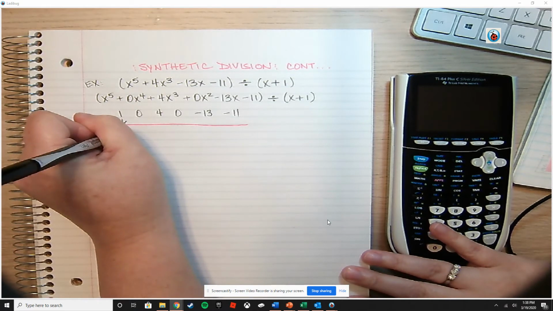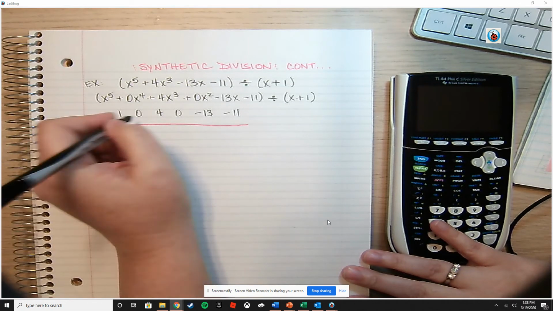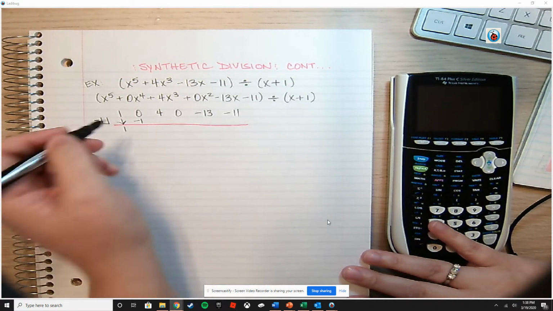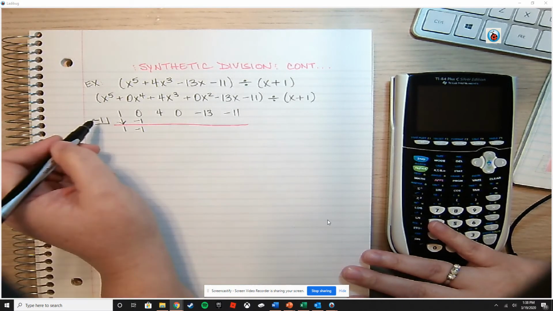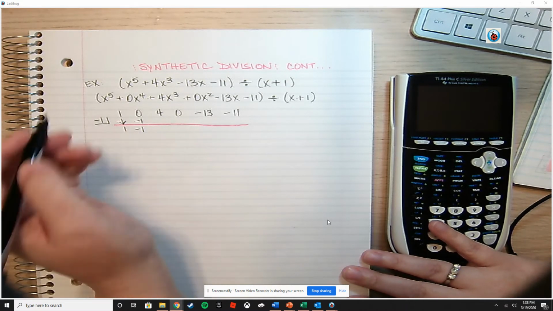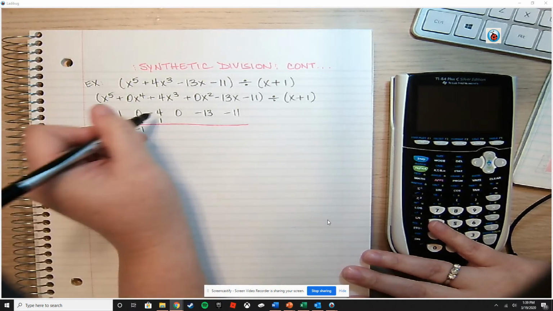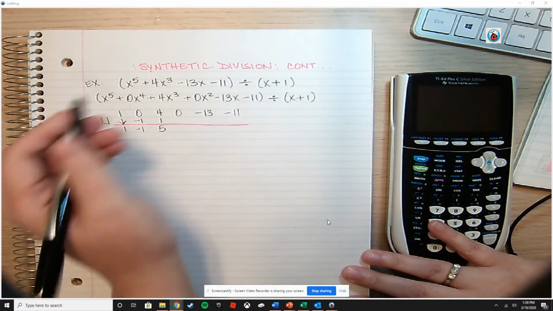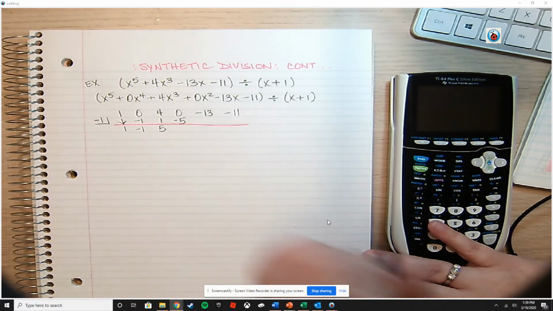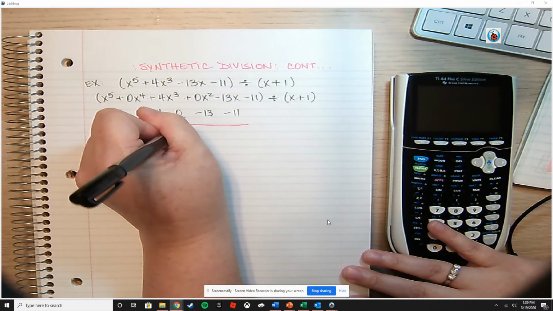And now I'm going to use the synthetic division technique. So I bring down 1 and then I multiply. Negative 1 times 1 is negative 1. Add 0 plus negative 1 is negative 1. Negative 1 times negative 1, positive 1. Add 4 plus 1, which is 5. Negative 1 times 5, negative 5. Then I add 0 plus negative 5 is negative 5.